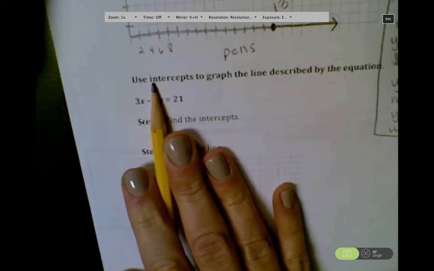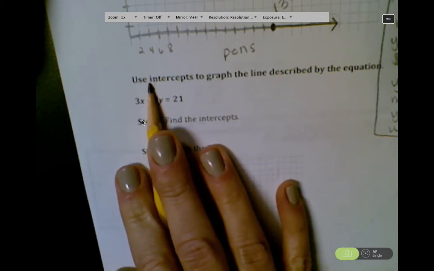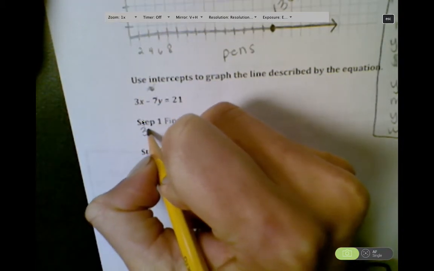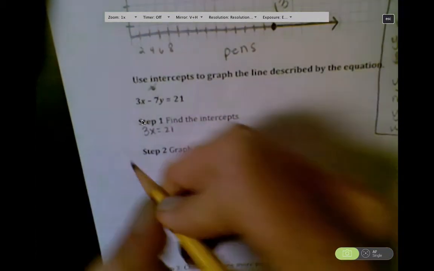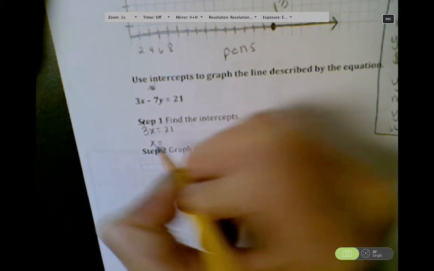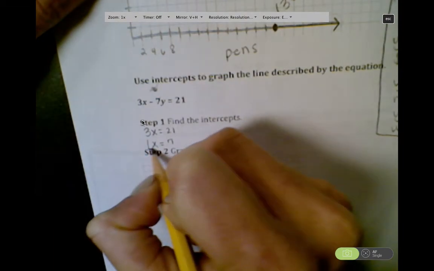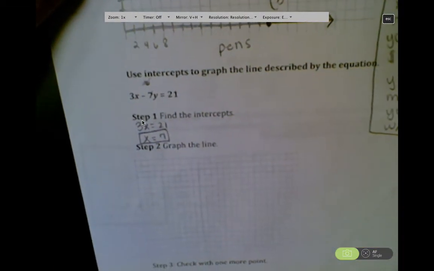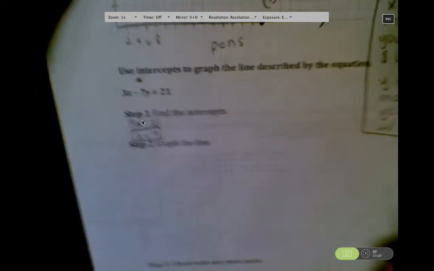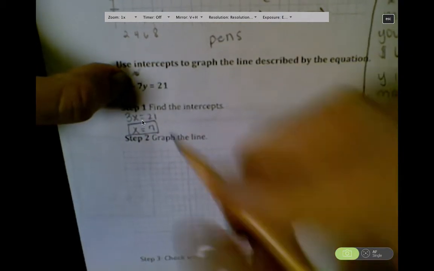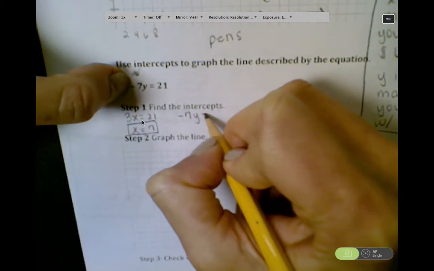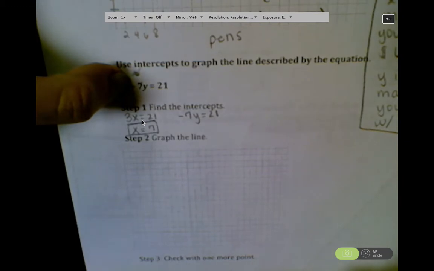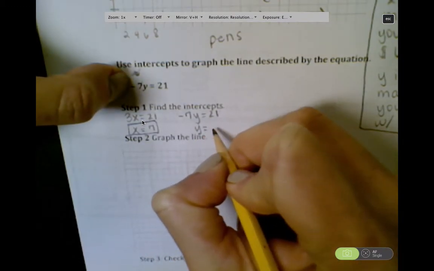7 times 0 is going to cancel out, so I'm just left with 3x equals 21. Now, if 3x equals 21, then x must be equal to 7, which means the x-intercept is 7. I can do the same thing for y by plugging in 0 for x. So I get negative 7y equals 21, which means that y must be negative 3.